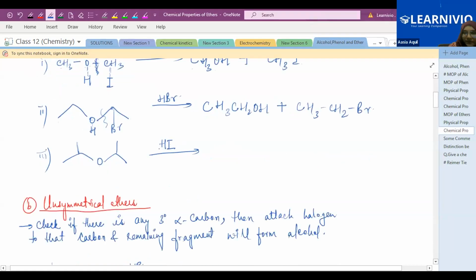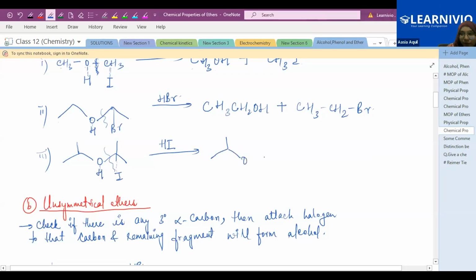Similarly, do the same thing with HI. Again it's a symmetrical type, so hydrogen will come and attach to the oxygen, and from here the bond will cleave. And where do you have to attach the iodine? From where the bond cleaved. So this is a carbon, and you have to attach the iodine here.